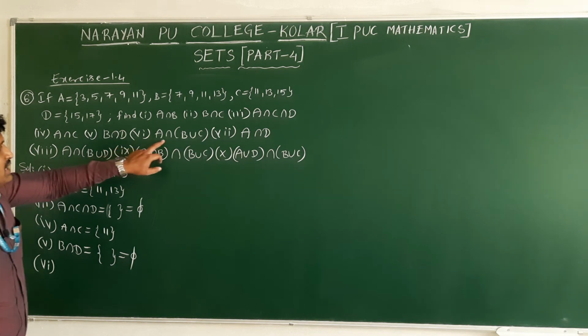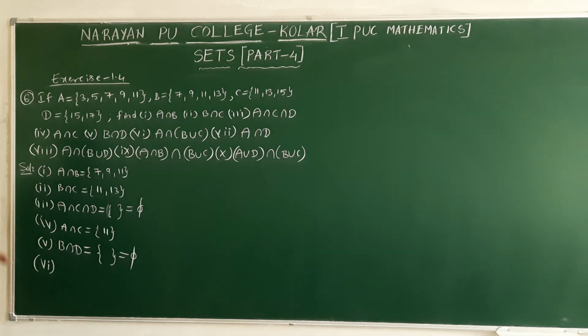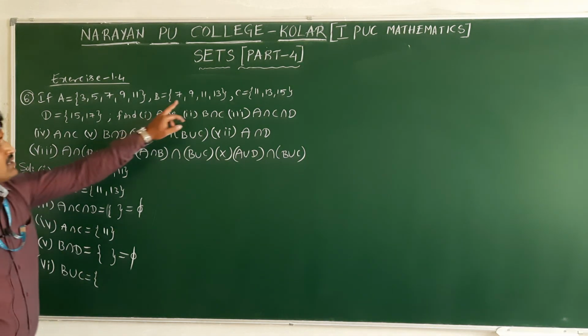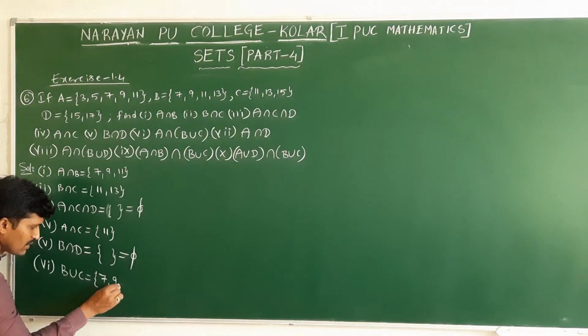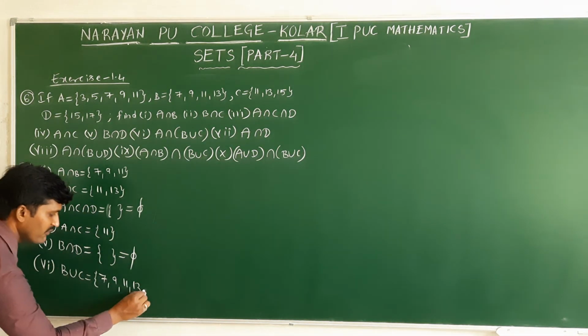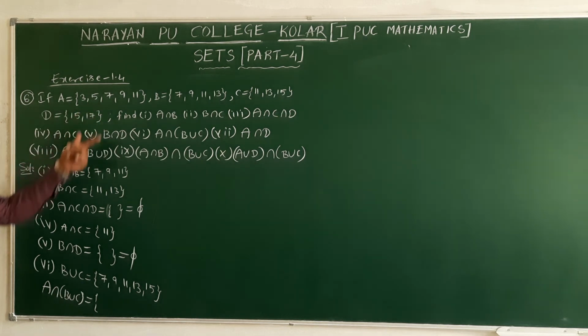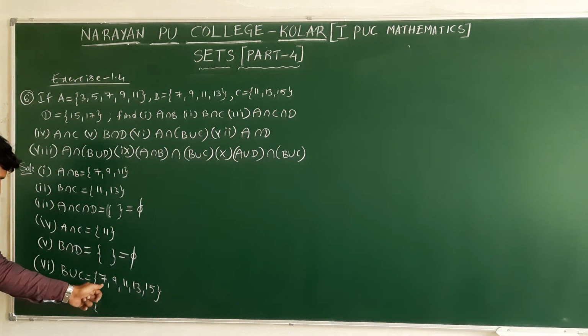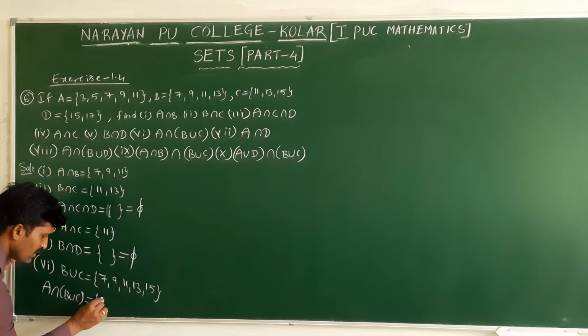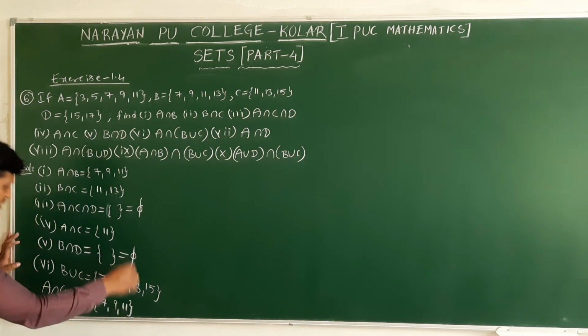Sixth one, A intersection of B union C. First I will find out B union C. What is the inside bracket? B union C. Combine B and C: 7, 9, 11, 13 repeated, take only once, and 15. From this we need to find A intersection of B union C. That means the common elements between A and B union C. A is there here already. Which are the common elements? 7, 9, 11. Here also there, 7, 9, 11. 7, 9, 11 is the answer.